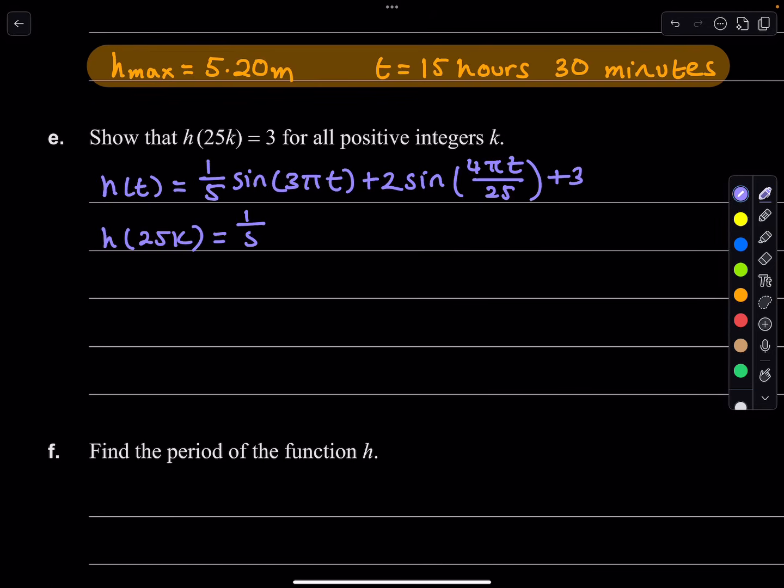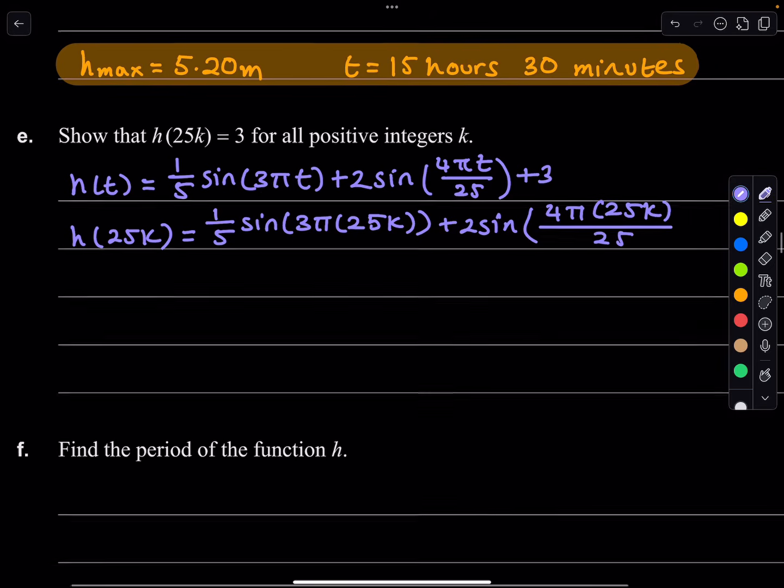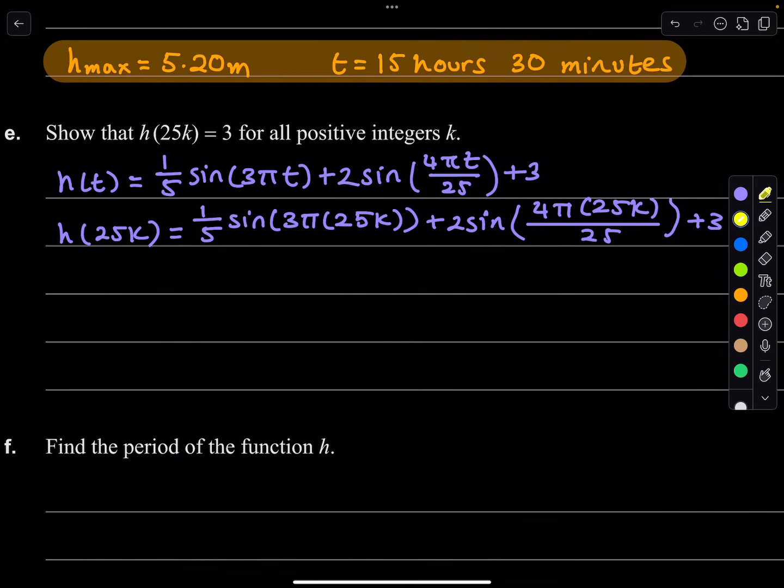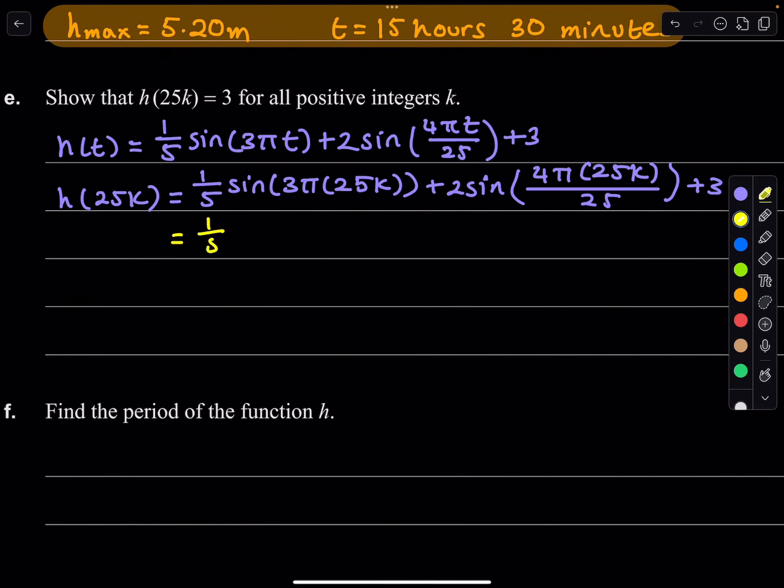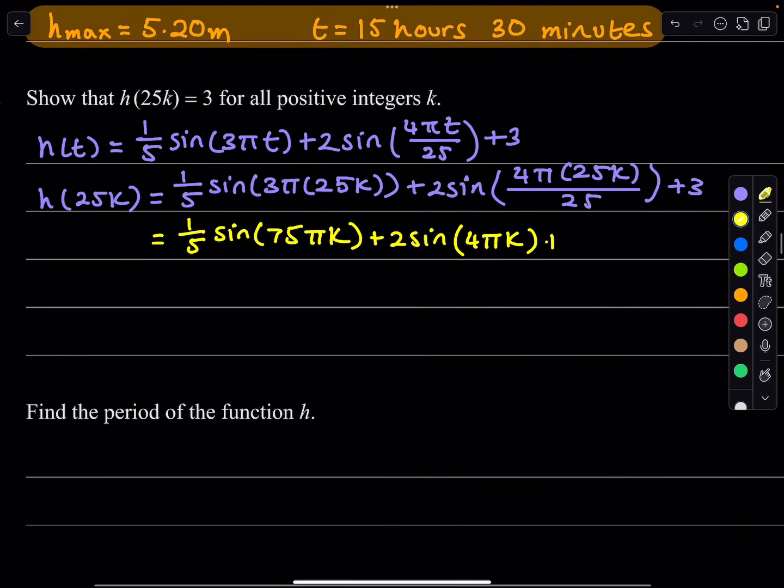What happens is you would sub it in to all of the values. So it'll be 3 pi times 25k here, plus 2 sine 4 pi times 25k over 25, plus 3. And so that's going to simplify to what? It's going to simplify to 1 over 5 sine 75 pi k plus 2 sine, those 25s are going to cancel out, so 4 pi k, plus 3. And I think you can see what I've seen here.